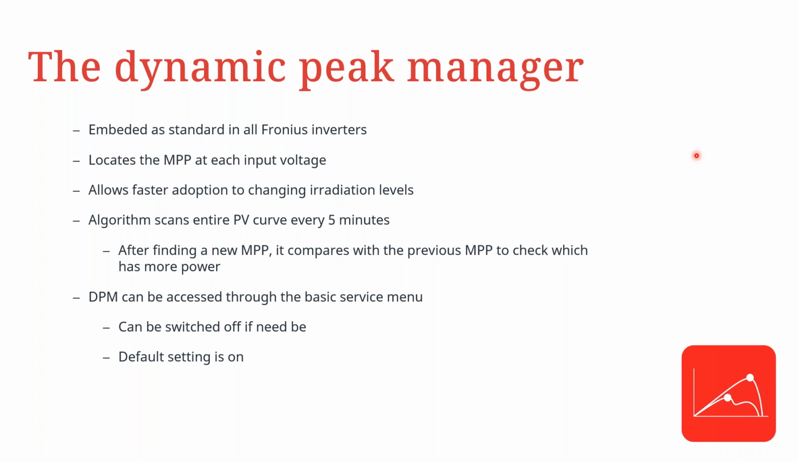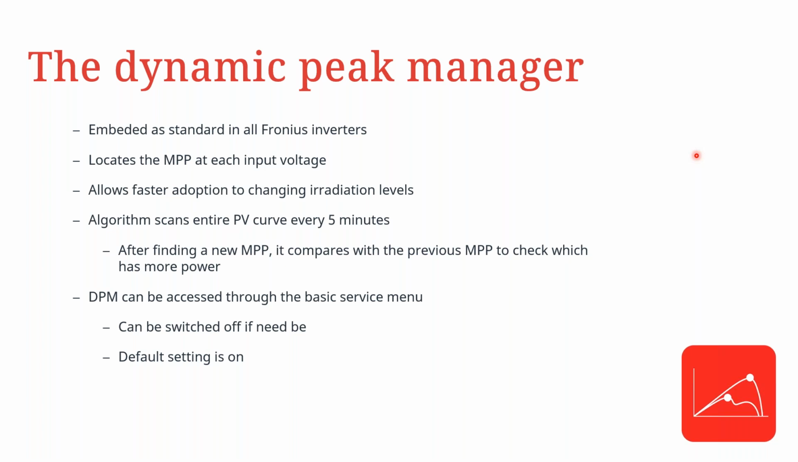So therefore, this allows faster adaptation to changing irradiation levels. And the algorithm will scan the IV curve every 5 minutes. And every time a new MPP is found, it will compare it with the previous MPP to check which one has more power before shifting to a better operating point. So this dynamic peak manager feature can actually be accessed through the basic menu section of the Fronius inverter. And if you desire to switch it off, you can do that. But the default setting when it comes from the factory is on.